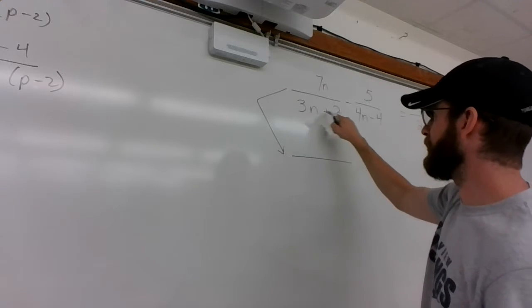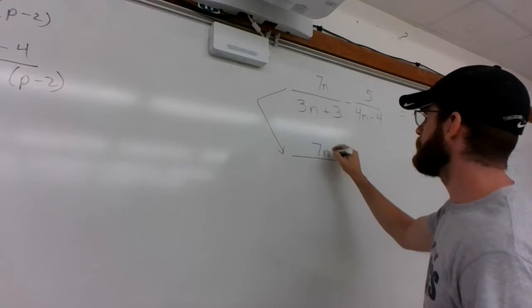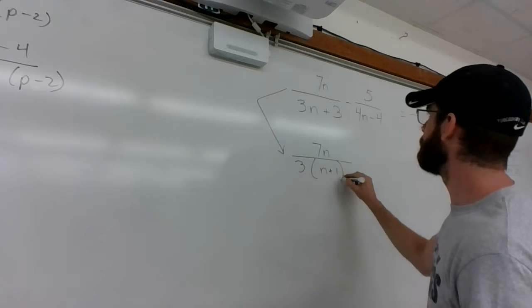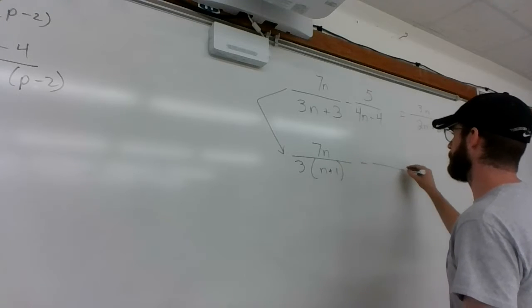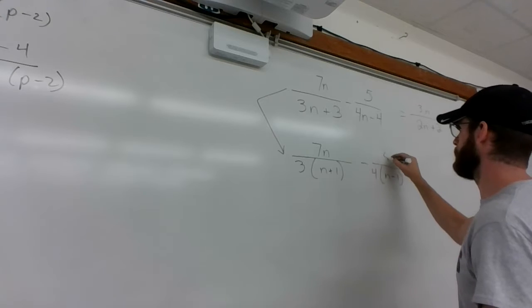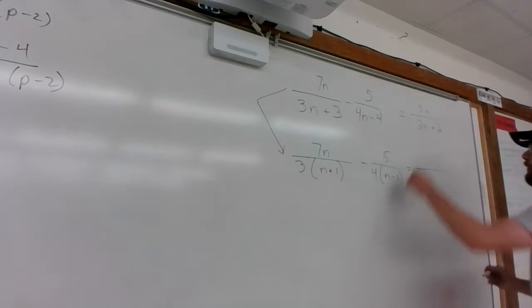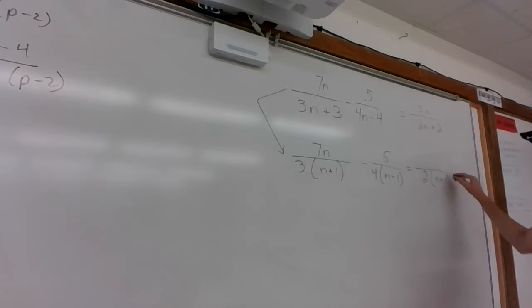You can factor a 3 out of 3n plus 3. So divide by 3, divide by 3. Interesting. You can take out a 4 here. N minus 1, n plus 1. And then, of course, you see there's a 2 that goes into both of these. 2, 2n plus 1.